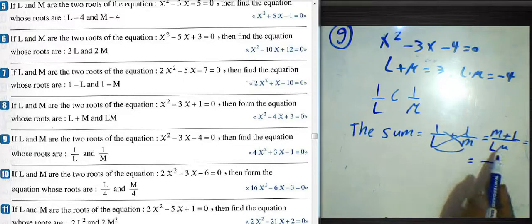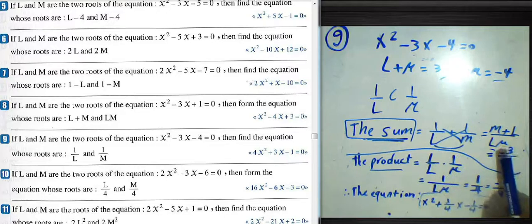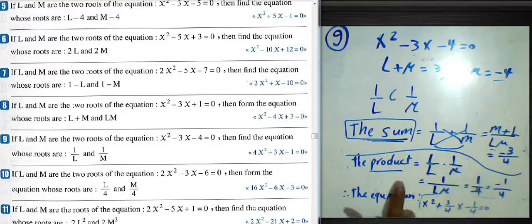The result will be M plus L. Pay attention with me, the sum equal 1 over L plus 1 over M equal M plus L over L multiply M equal negative 3 over 4. Okay, and product 1 over L multiply 1 over M equal 1 over L multiply M equal negative 1 over 4. The result will be x power 2 plus 3 over 4 x minus 1 over 4.